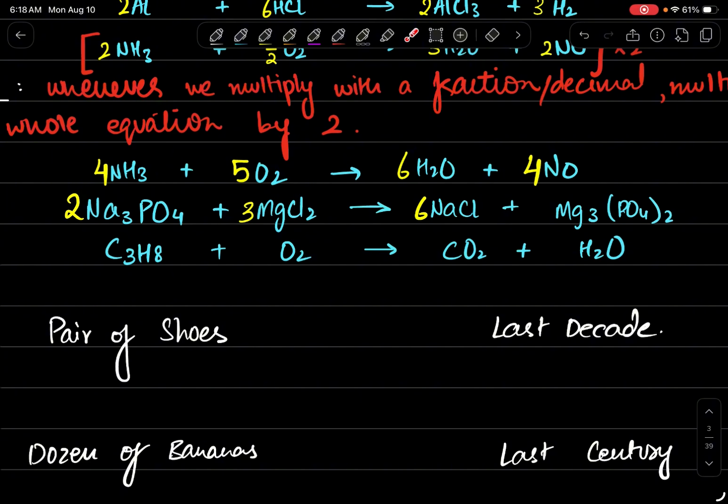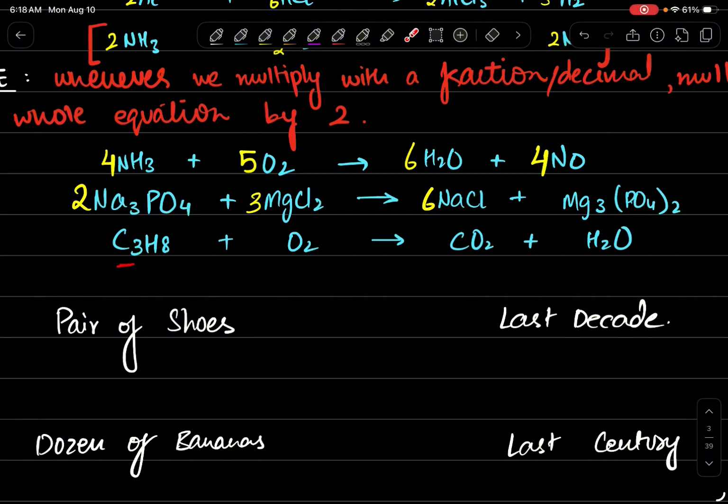Let's move on to the next equation. Now in this equation, what are we going to see? We're going to also do our balancing one by one, right? So we have 3 carbons here and 1 carbon here. So how do we fix this? How do we make this one 3? Just multiply this by 3, right?